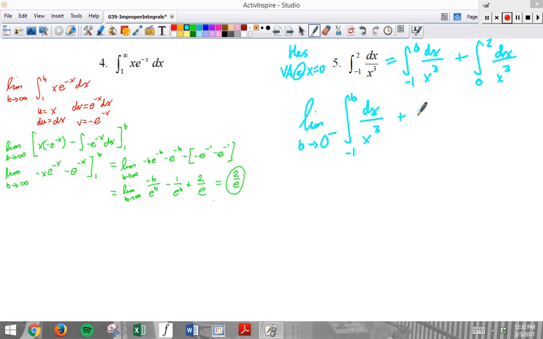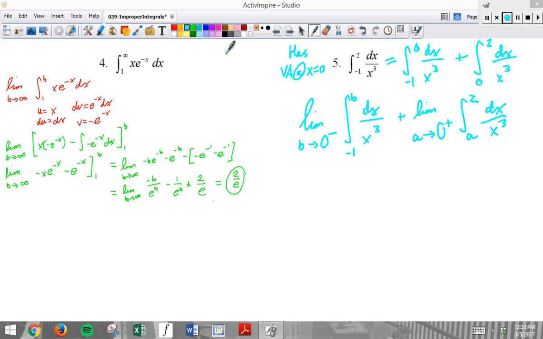These each are improper. So I'm writing them each as a limit of propers. I'm so sorry. It's not B. It's going to be A. Bottom bound, we call it A. That's just traditional. They don't really care what letter you call it. Just be consistent. A, B, B.